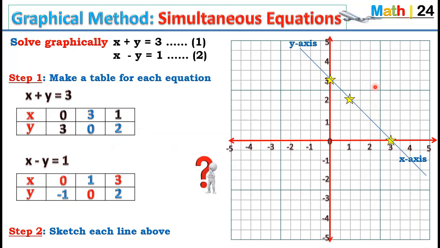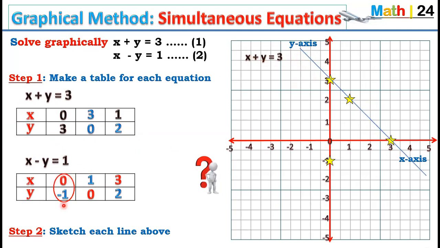So that's why taking these 3 points is very, very important, as I have explained before. Because if there's an error, you can always go back and check. Now we do the same thing for the second equation. We have the first point there, which is 0, minus 1.